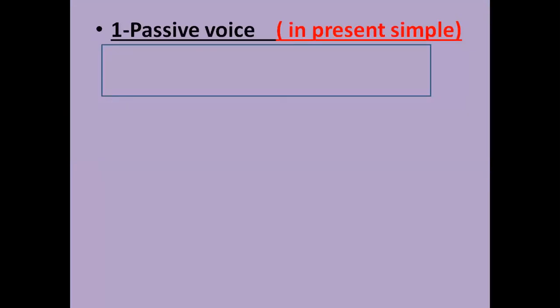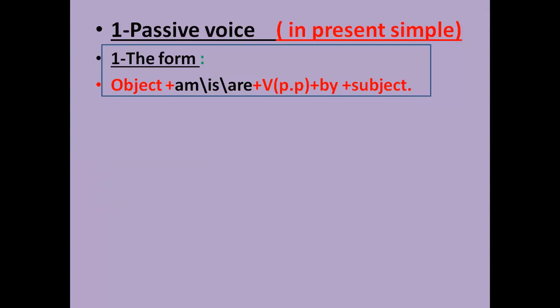Number 1, we will start with passive voice in present simple. What is the form of passive voice in present simple? We start with the object plus verb to be in present, am, is, are, plus the past participle of the main verb plus by plus the subject.